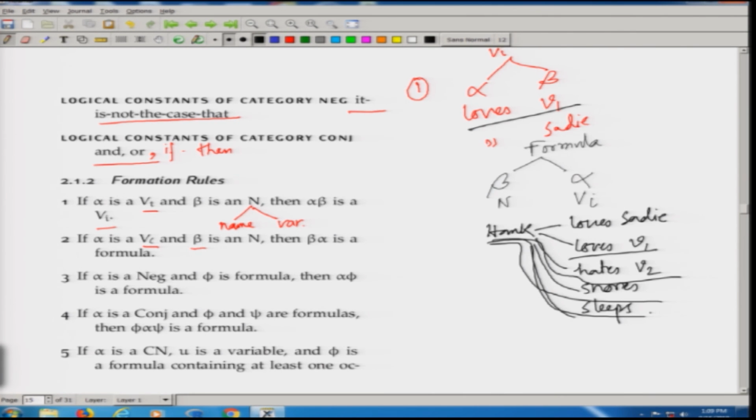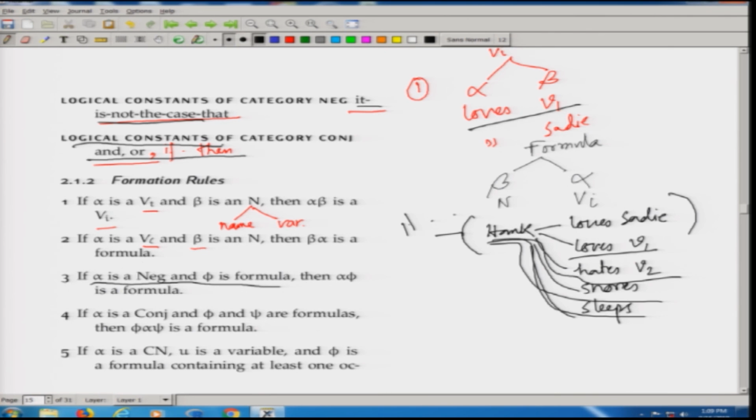And then if alpha is a neg and phi is a formula, then alpha phi is a formula. Definitely if this is a formula, then it is not the case that Hank loves Sadie must be a formula. Here you see that neg is it is not the case that. So it will be basically it is not the case that, and then Hank loves Sadie, which is a formula. Now for conjunctions it's the same. There are connectives of three types here, and, or, if then, if we add it, but yes it would be the same thing. If you find two formulas, then you can combine them through any logical constant: and, or, if then.